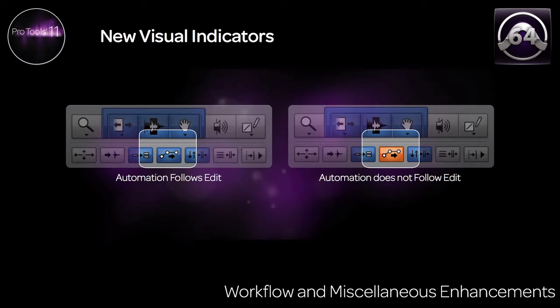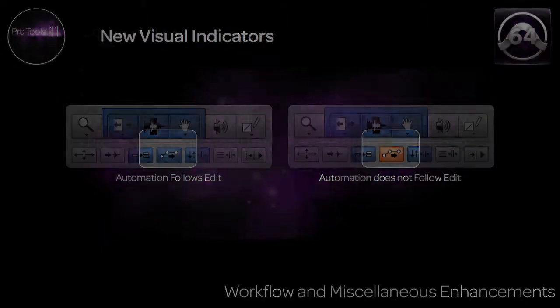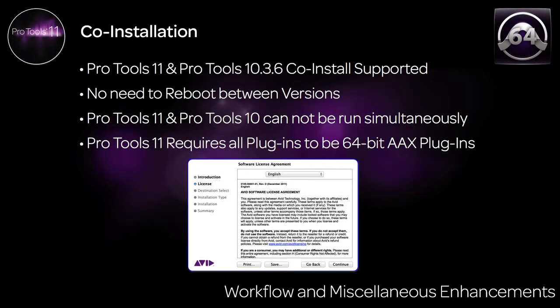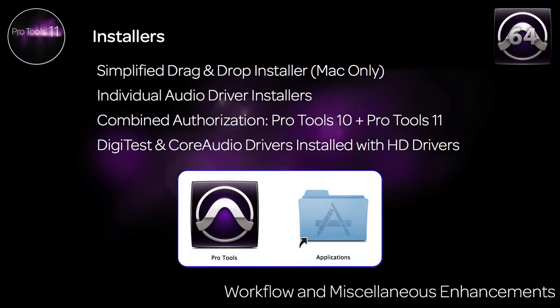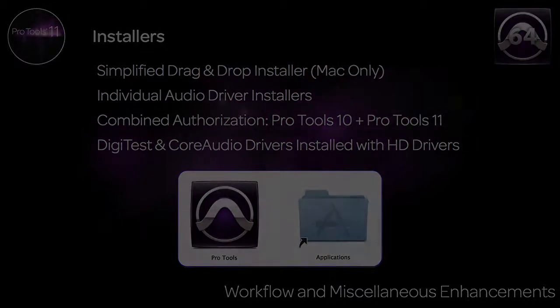There are new visual indicators in the Edit Window toolbar to better show when automation follows edit is active. You can now co-install Pro Tools 11 with Pro Tools 10.3.6 on the same partition. This allows you to work in Pro Tools 11 and easily go back to 10.3.6 without having to reboot your computer. For Mac users, there's a simplified drag and drop installer for Pro Tools 11. Just mount the installer and drag Pro Tools to the Applications folder.